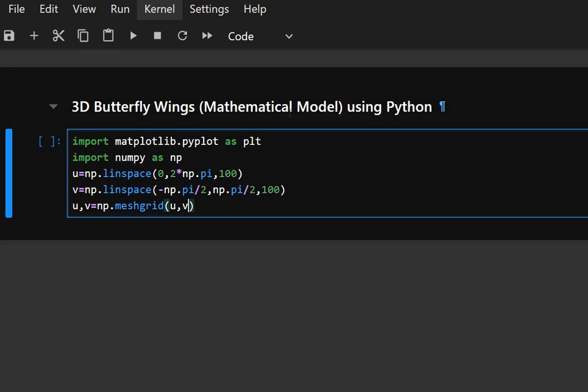So here U controls the angular direction, which is, think of it like the horizontal spread of the wing, and V controls the vertical sweep or curvature of the wings, and meshgrid creates a 2D grid to evaluate the parametric surface over. And now we'll define the parametric equations.